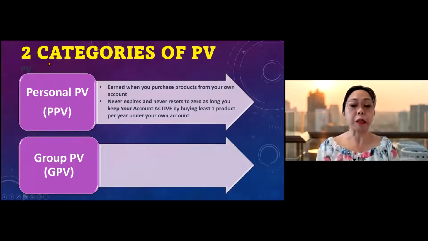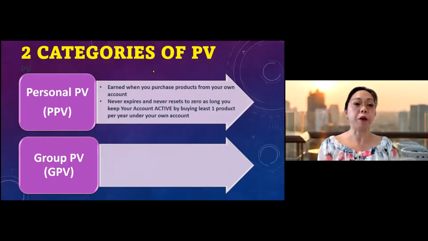Very important, it never expires and never resets to zero as long as you keep your account active by buying at least one product per year under your account. Every time you buy something under your account, it goes to your personal PV. As I said, it never expires as long as you buy something per year to keep your account active.